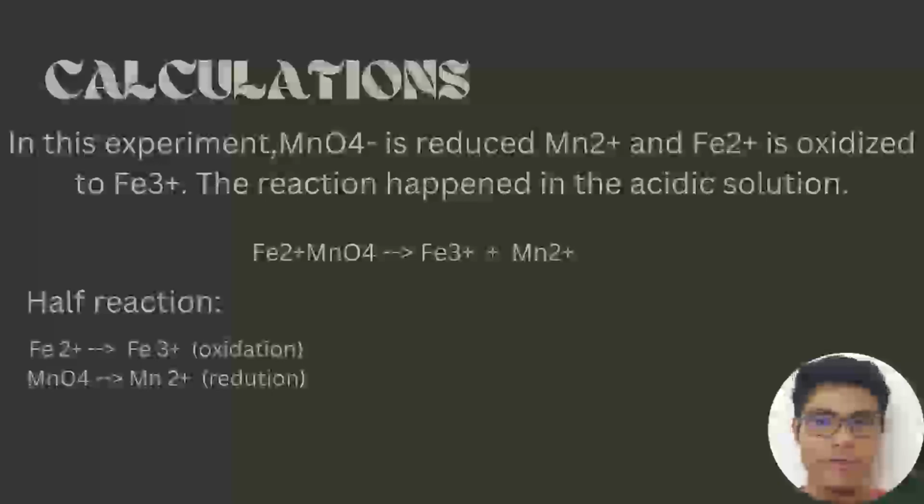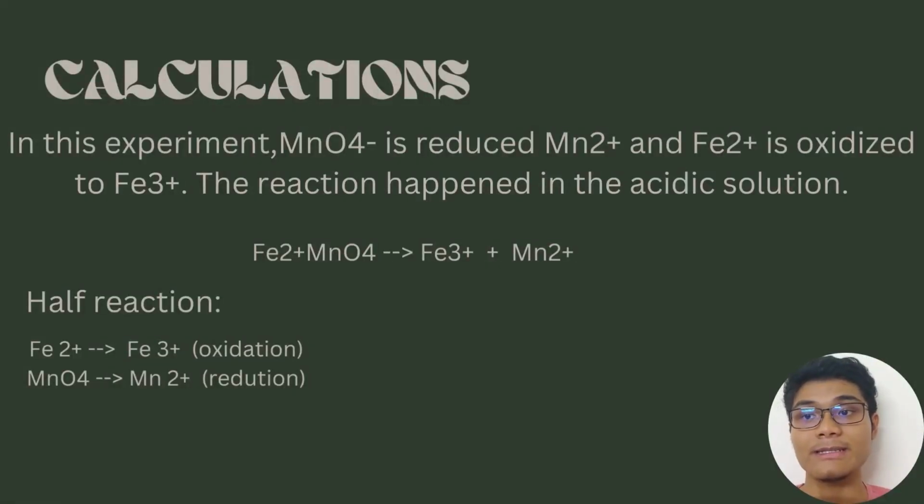In this experiment, MnO4- is reduced to Mn2+, while Fe2+ is oxidized to Fe3+. This happened in an acidic solution: Fe2+ plus MnO4- results in Fe3+ plus Mn2+.